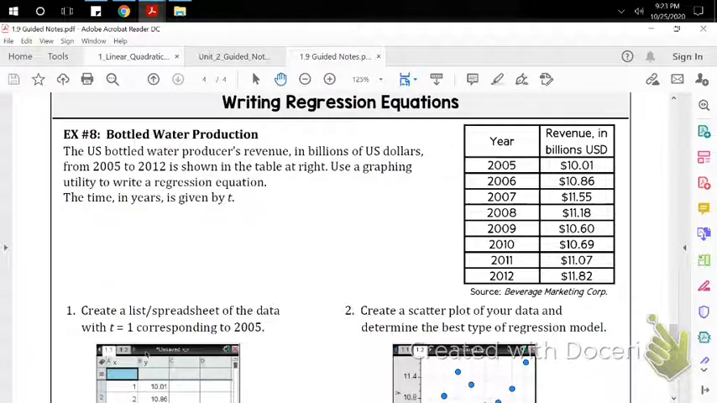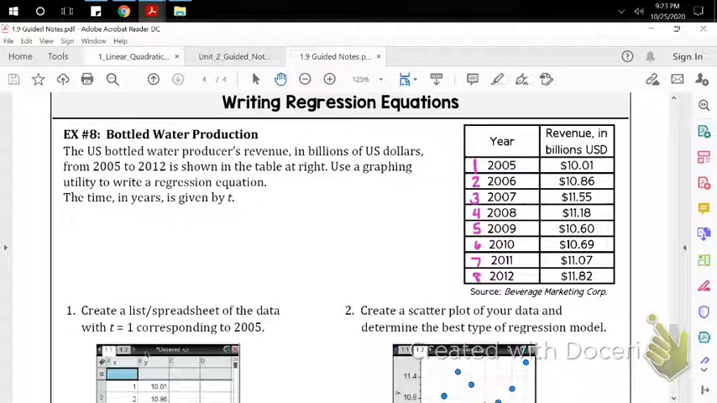So number 1 says create a list or spreadsheet of the data with T equals 1 corresponding to 2005. So we're going to let 1 be 2005, which means 06 is 2, 07 is 3. And guys, just make sure that your numbers are in numerical order. Like if this one would have been 2009, then this would have been 5, not 4, okay? But it's not. It's 2008, so that's another year. So 5, next year, the next year, and the next year. They didn't try to trick us, but a lot of times I'll see they'll take one out, and y'all will miss it. All right, so we're going to create a list in our calculator.